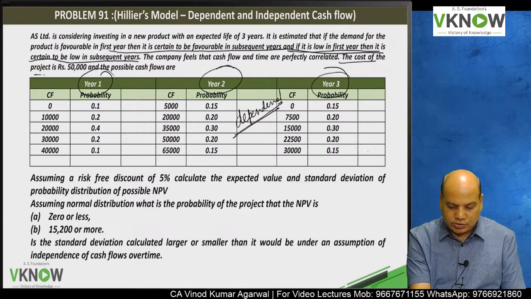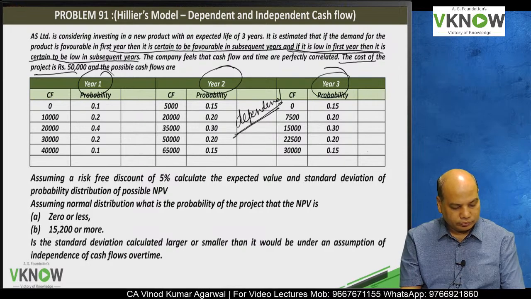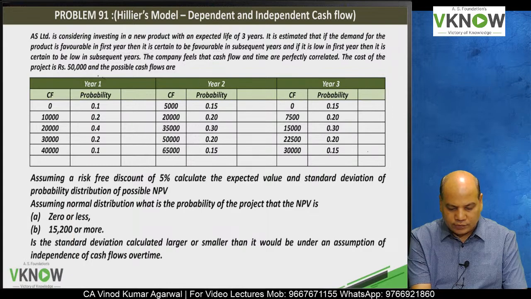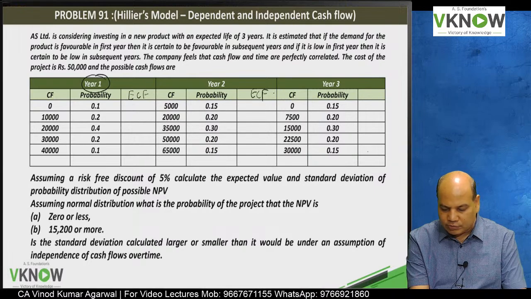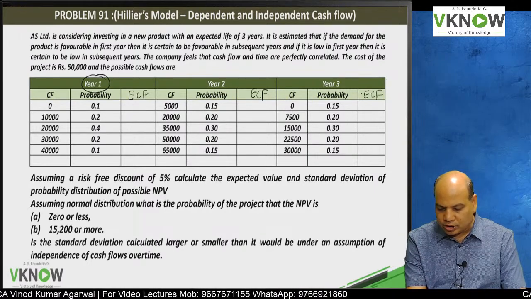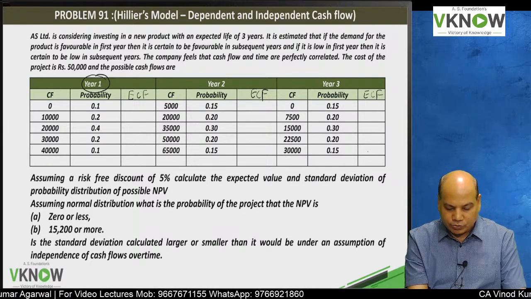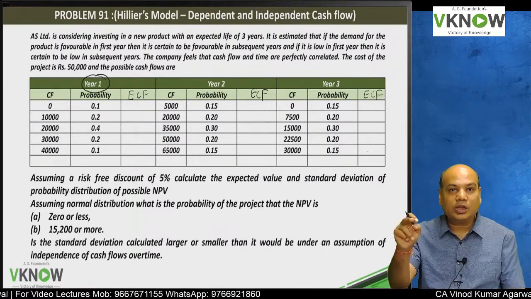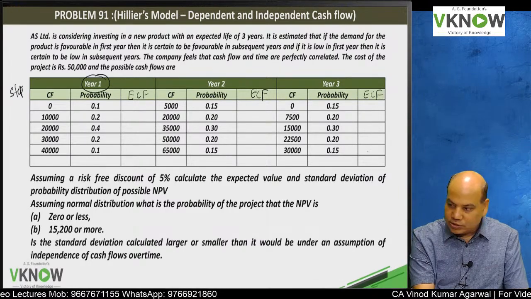Cost of the project is 50,000, and then you are given cash flows. In order to save time, I have kept this column blank so that the student can complete working note 1 in the book itself. Expected cash flow you can complete in the book itself. In the exam, don't complete in the question paper, write in the notebook. So this is going to be my step 1.